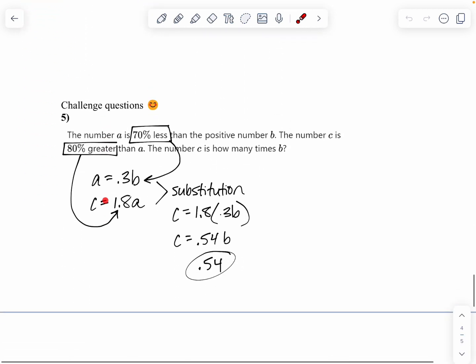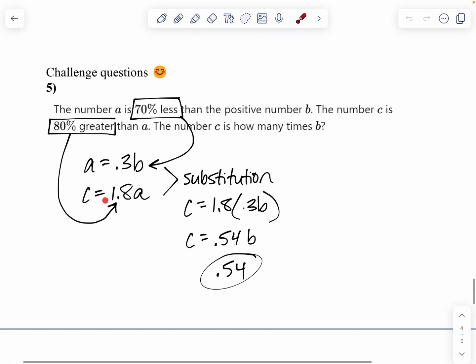Okay, challenge questions. The students that get these types of questions right get some super high scores. So stay with me on these and see if you can hang.